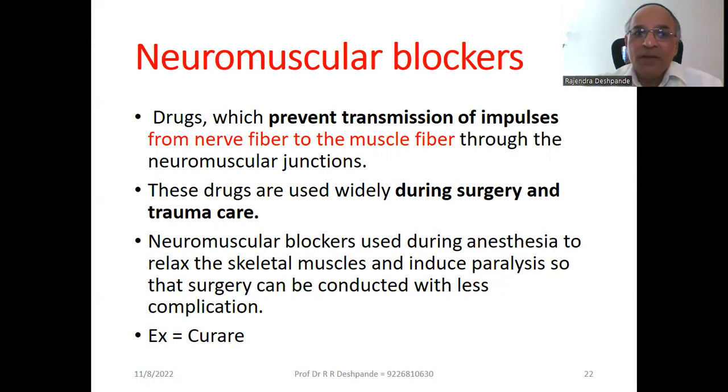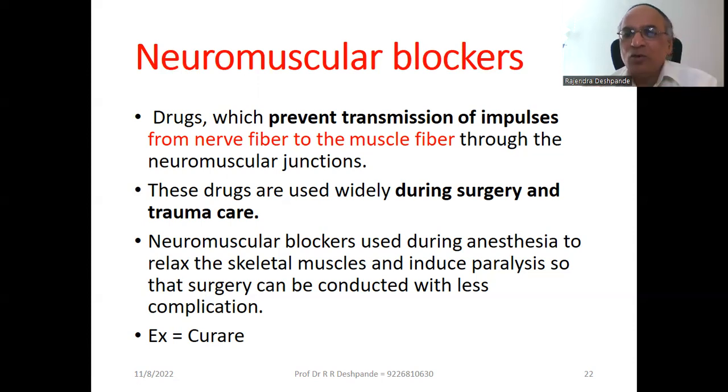Where is it needed? The drugs are widely used during surgery. You are doing abdominal surgery and the muscles are moving. If you are doing hand surgery and the muscles are contracting, is it useful? No. That will be a speed breaker for your surgery. Complications will occur. So at that time, body muscles should be relaxed, and they can be relaxed whenever you block this activity of acetylcholine.